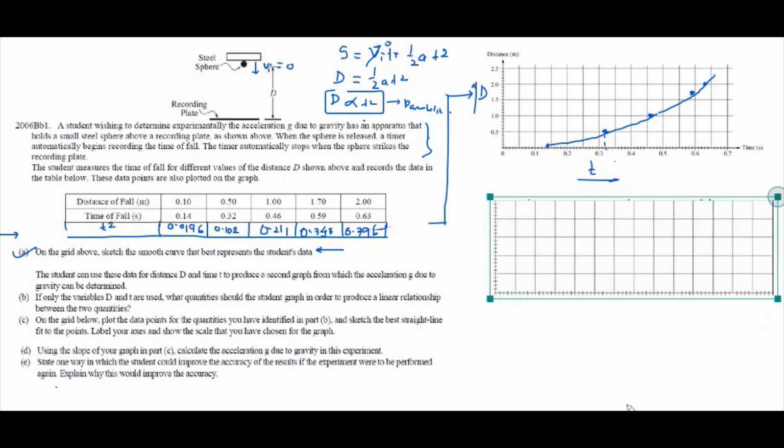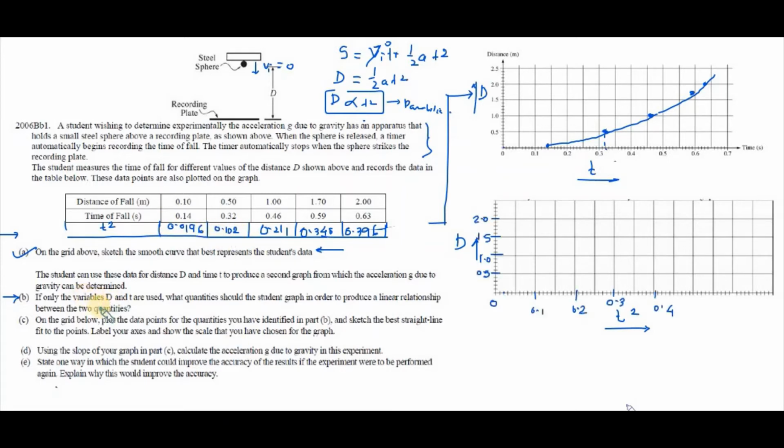But the second graph we have to plot in such a way that we get a linear relationship between d and t. So in that case, you can plot d along the y-axis and t squared along the x-axis. Now let's plot that data. To make the linearized graph, we plot d along the y-axis and t squared along the x-axis. We have defined the t squared scale here and the d scale here. Now we have to plot the data corresponding to t squared, that is 0.0196.